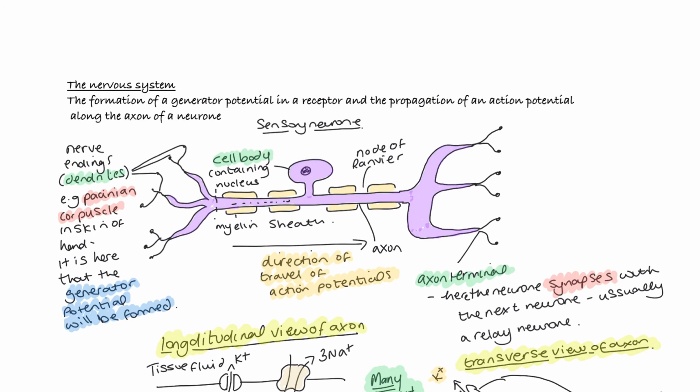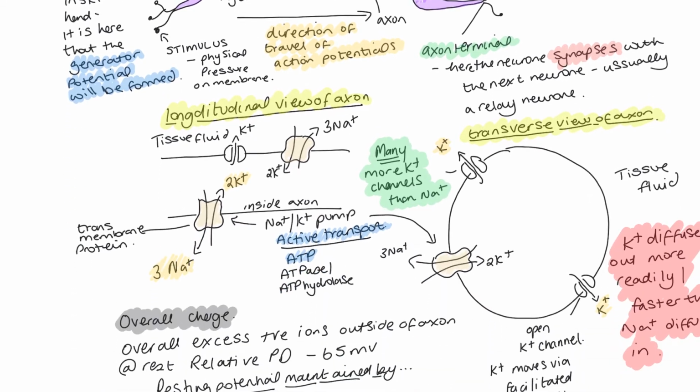Stimulus. Something touches the end of our receptor. This stimulus causes a physical pressure on the membrane. This physical pressure causes the opening of stretch-mediated sodium ion channels.